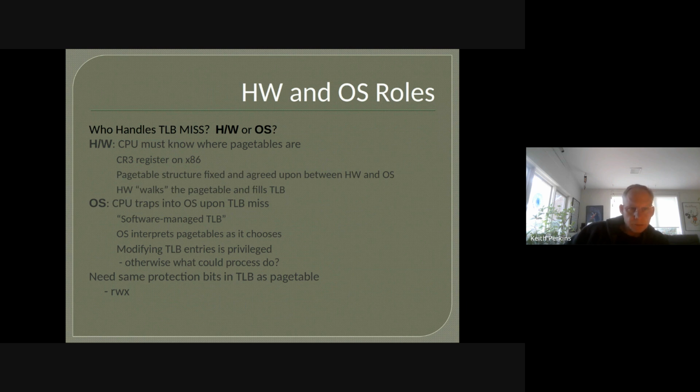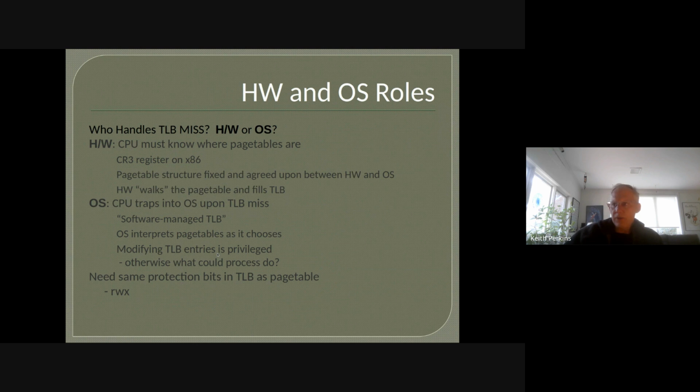All right, so that's nice. Or you can have the operating system do it. So with hardware, you can pre-allocate TLB entries, and you can do it fast. If it's in software, it's a little slower, but it's more flexible. So when you get a TLB miss, you'll trap into the operating system. And this is a software managed TLB. The OS has got to be able to interpret the page table however it chooses, and it's going to modify the TLB entries when it has a page miss.